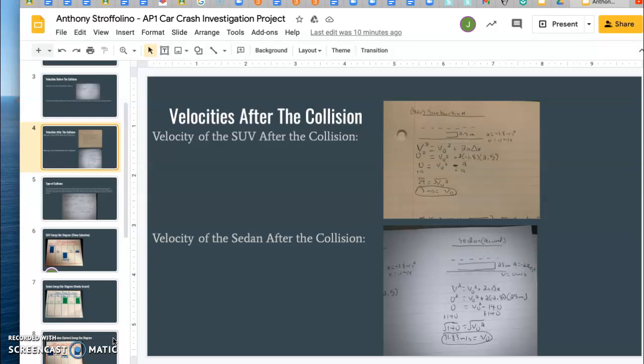For the velocity of the sedan after the collision, it's the same process. You have to use the same kinematics equation because you were given the acceleration, and the final velocity at the end of the collision, which is zero, and then the skid marks, which serve as displacement. And by the way, acceleration must be negative because it's the braking rate, which means that it's decelerating. So you use the same equation: v squared equals v naught squared plus 2a times displacement. When you plug in your values, you eventually get 140 equals v naught squared. When you find the square root of that, you get 11.83. So the velocity of the sedan right after the collision is going to be 11.83 meters per second.